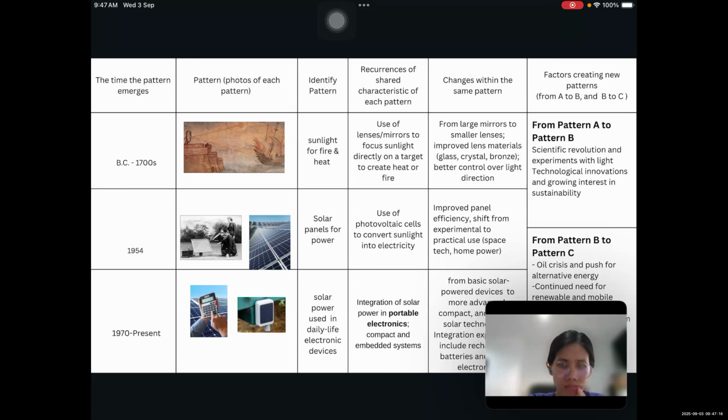And this solar power is now used in portable devices, rechargeable batteries, and even smart gadgets. So this shows the shift from basic solar power tools to more advanced, compact, and flexible solar technology. So in summary, this slide shows a timeline from ancient fire making with sunlight to the invention of the solar panel, and finally, today's solar power electronics. This is the end of my presentation, and thank you for listening.